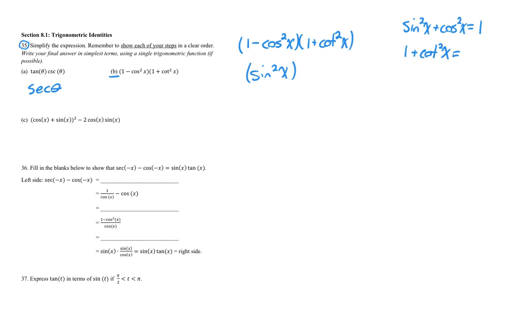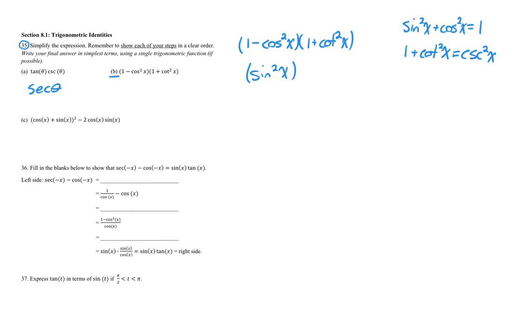Next we have part B, which is 1 minus cosine squared x times 1 plus cotangent squared x. So we know from identities like sine squared x plus cosine squared x equals 1, this first one, 1 minus cosine squared x, is just sine squared x. And another identity is 1 plus cotangent squared x is cosecant squared x.